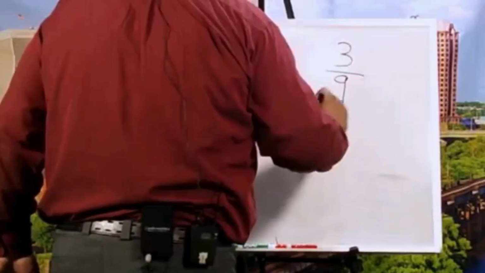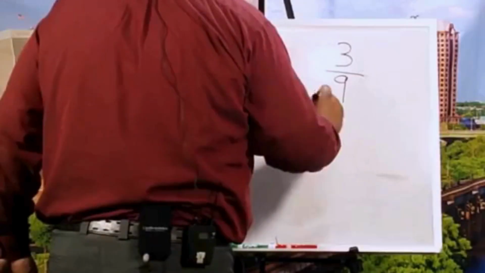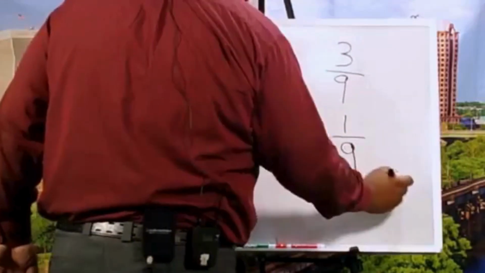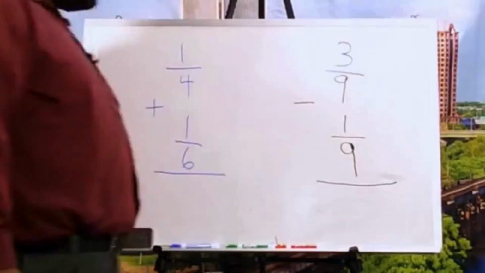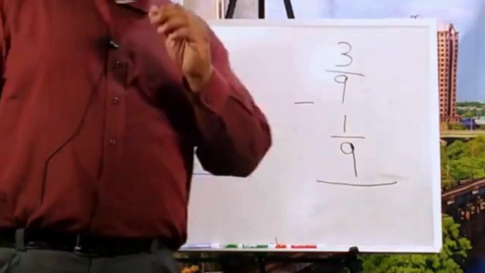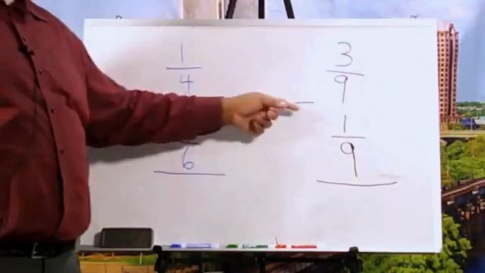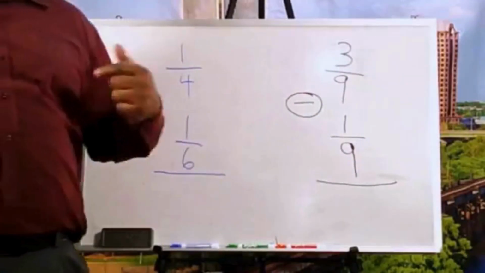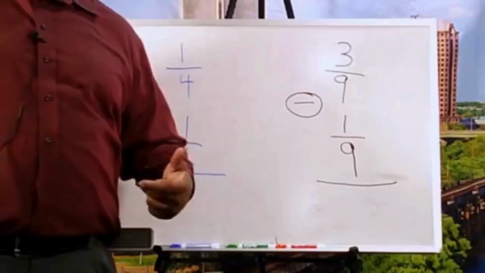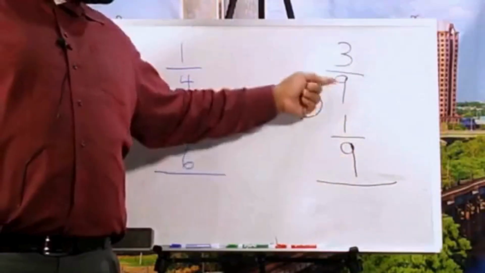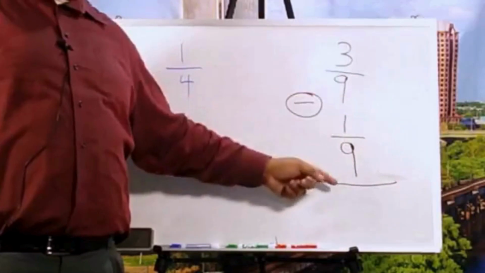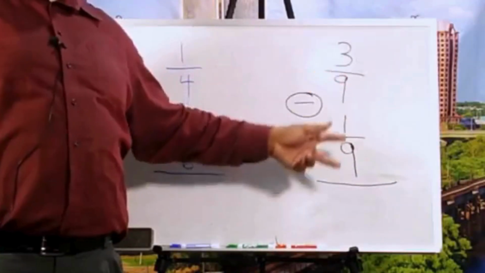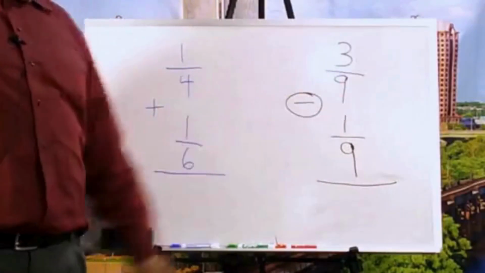Three ninths minus 1/9. When you add or subtract fractions, we're subtracting this time. You find the least common denominator. Now, what a common denominator simply means is both the denominators in the fractions that you're subtracting in the problem have to be the same.